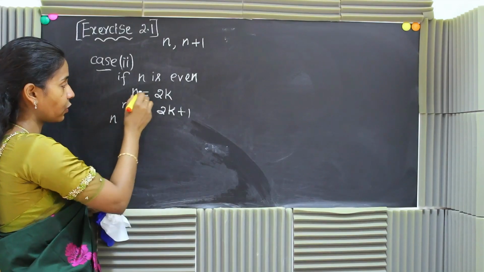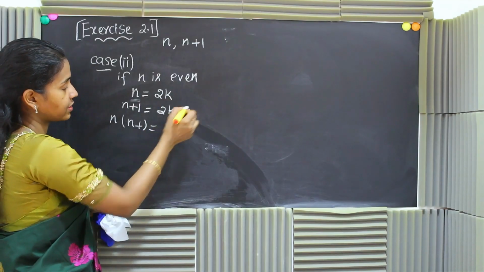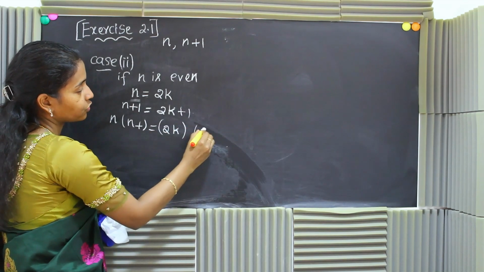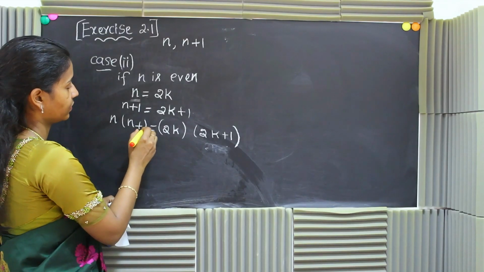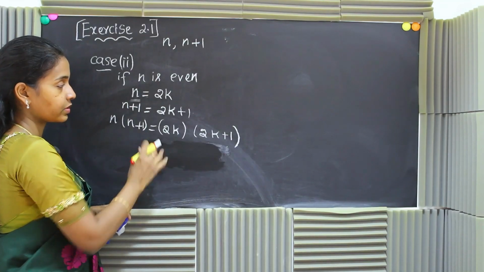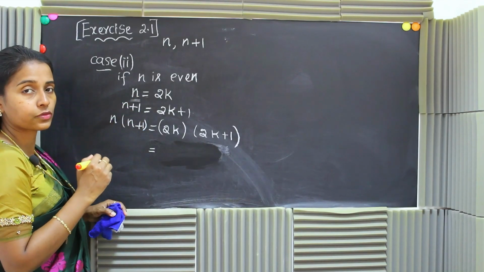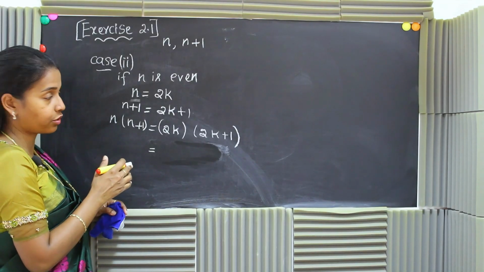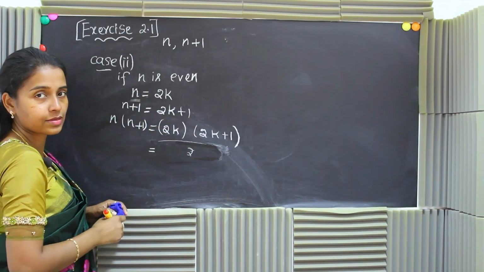What we need to find out? Product of n and n plus 1, right? So I am multiplying this 2k and 2k plus 1, 2k into 2k plus 1. So this is the product of n and n plus 1. Next step, what we need to find out? We need to check whether it is divisible by 2 or not. If we are dividing by 2, we'll be getting a particular answer, right?